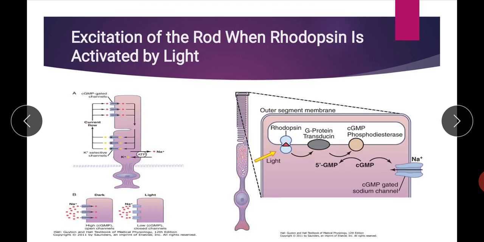Now, excitation of rod when the rhodopsin is activated by light. So till now in the visual cycle we had discussed the chemical changes. Now we are going to discuss how these chemical changes change the electrical response within the rods. The rods and cones, both photoreceptors, are a part of the neural layer of the retina. So they are a neural structure.